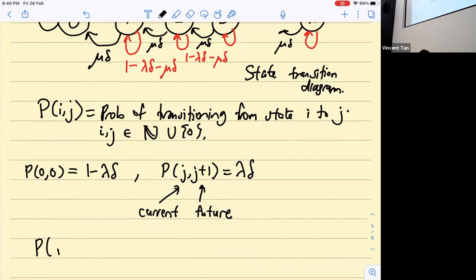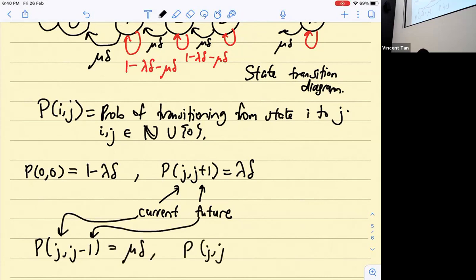P of J minus 1. Again, this is current, and this is the future. It's mu delta. And of course, you need to go somewhere. So you remain with 1 minus lambda plus mu delta probability. So basically, this is actually a countably infinite matrix, right? But I populated all the entries for you, right?